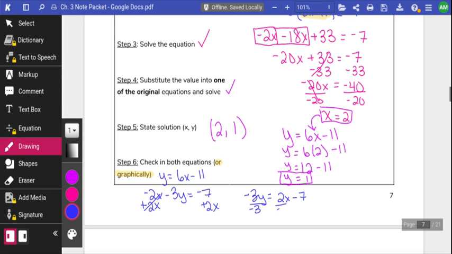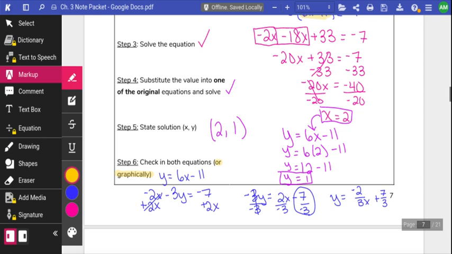Divide by negative 3. And I get y equals negative 2/3 x plus 7 over 3, because it's a minus over a minus, which gives me a plus. If I type both of these equations into my graphing calculator, those lines should cross at the point (2, 1).